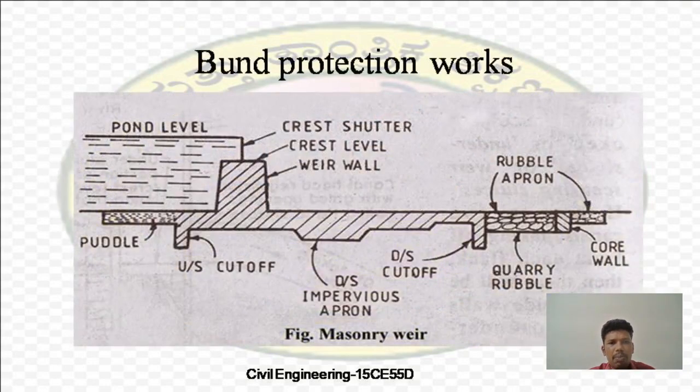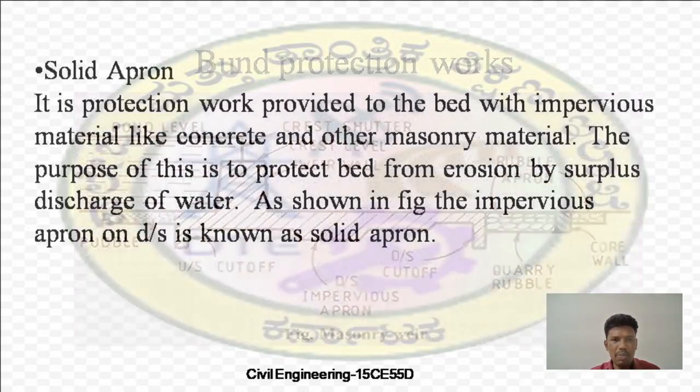Okay. Bund protection. Here we have bed protection works. Bed protection. We have bed protection in the form of aprons. Here we are showing an impervious apron. Impervious means it will not allow the percolation of water. And we have a rubble apron or rough stone apron. It is provided in the form of stone material or rough stone material. Okay, we'll discuss one by one.